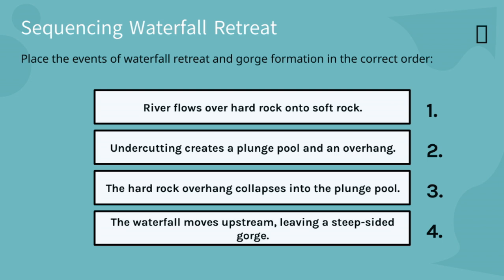Eventually, the overhang collapses into the plunge pool. This process repeats, causing the waterfall to retreat upstream and leaving behind a steep-sided gorge. That answer is strong because it uses key terms and explains the process in the correct order.